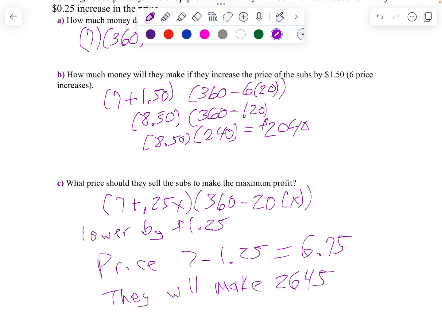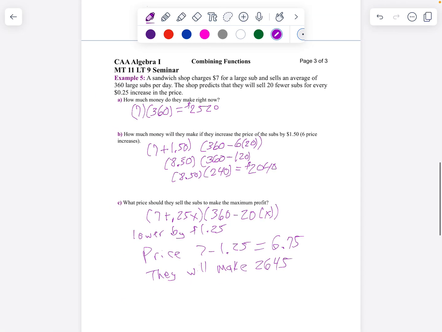Now, there's a big assumption to this. Our big assumption is that if we lower the price, 20 more people will come in. That might be true. It might not be true. So they might have to experiment with that. But by lowering the price, they're going to bring in more money. And that's what they want in total. But will the cost go up? The cost might go up too because they're going to have to make more subs. So maybe $7 might be the best price. Maybe it wouldn't be, but it's worth investigating.